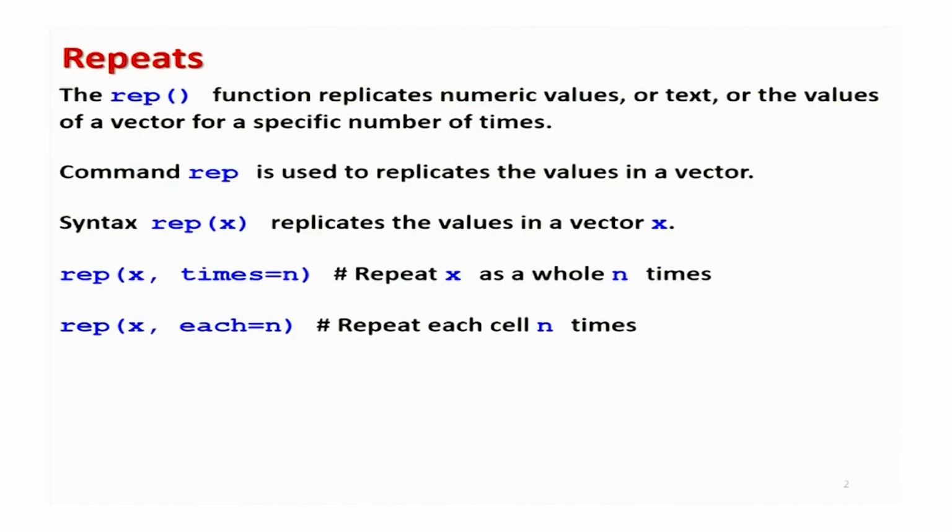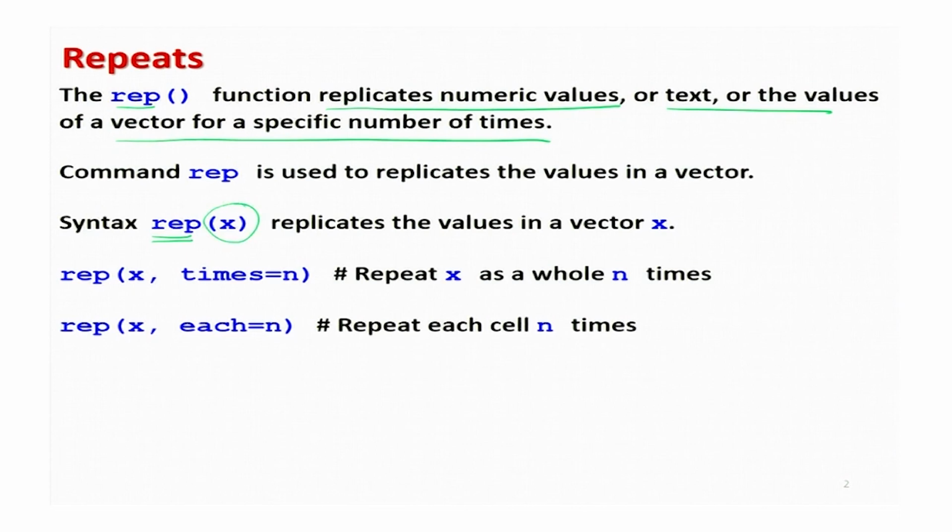So we have here a function rep. This is the short form of repeat. This rep function replicates the numeric value or text or the values of a vector for a specific number of times. Suppose you want to repeat a value 2 five times, or you want to repeat a sequence say 3 times and so on. Whatever you want to repeat, the syntax is that you write rep, and within the parenthesis you write the value or a vector that you want to repeat.